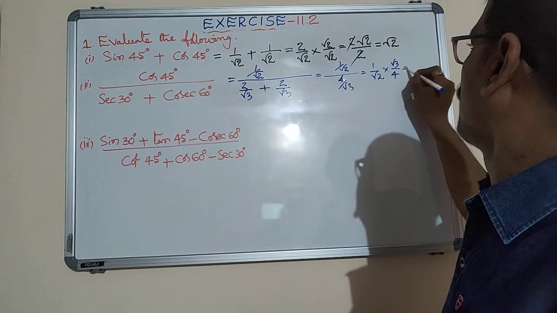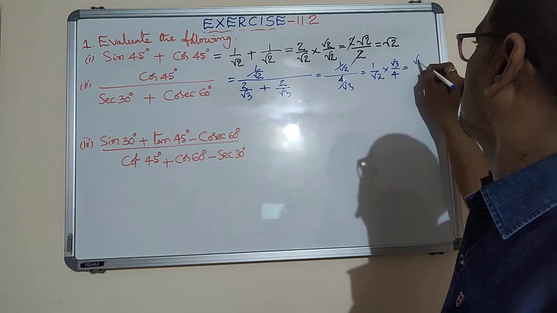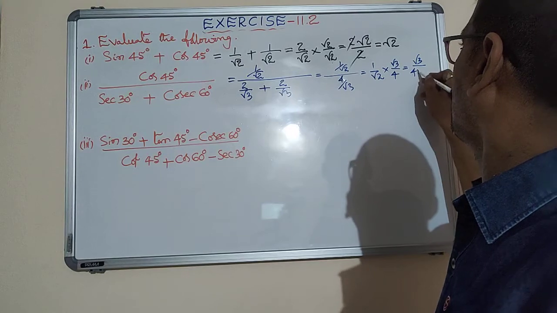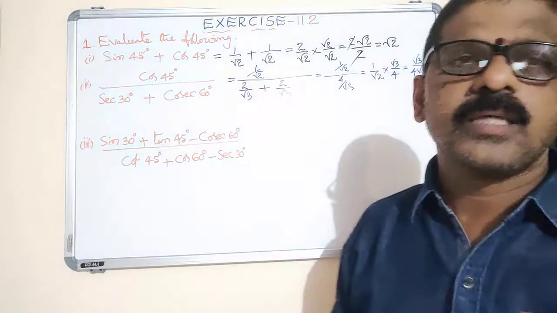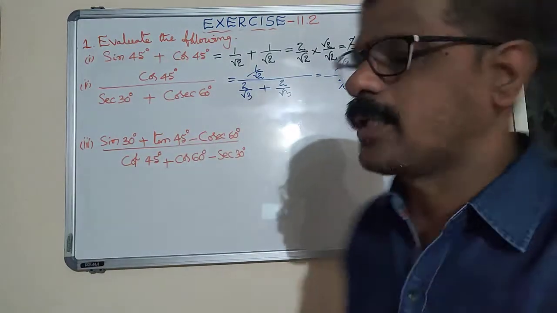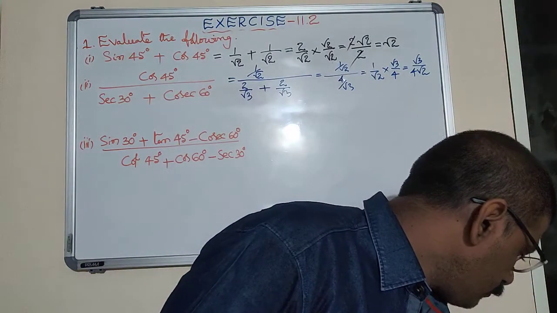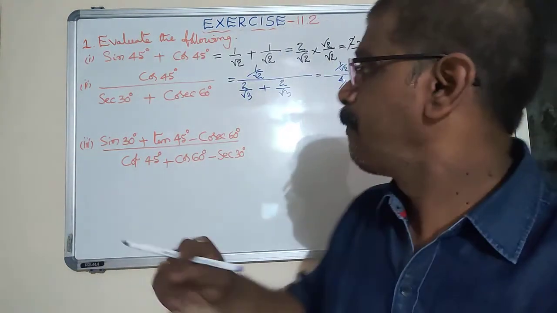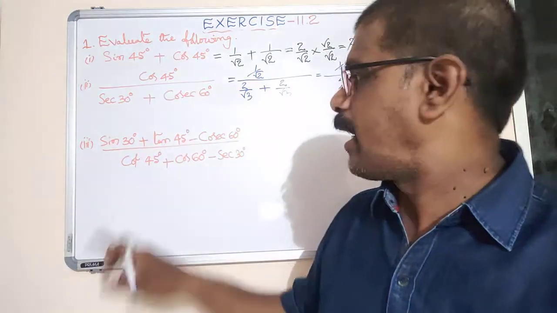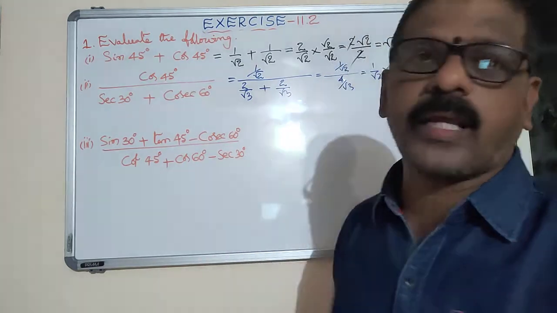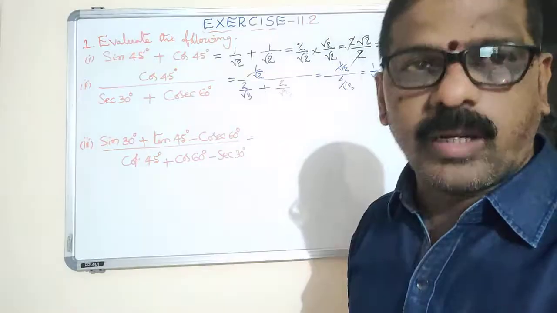Clear? That is equal to root 3 by 4 root 2. This value, cos 45 whole by secant 30 degrees plus cosecant 60 degrees, is root 3 by 4 root 2. The next question, sin 30 plus tan 45 minus cosecant 60 whole by cot 45 plus cos 60 minus secant 30. So that is equal to, sin 30 value is 1 by 2.